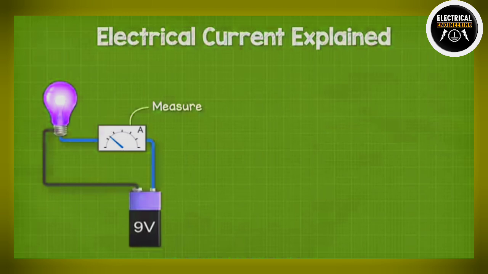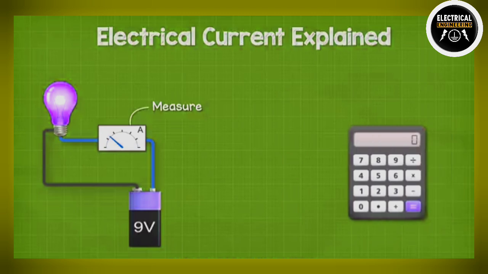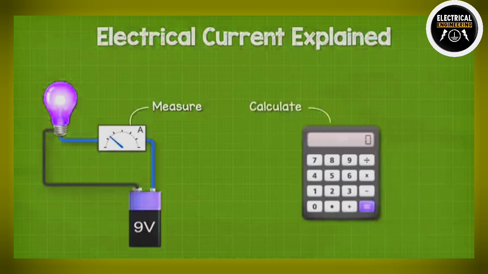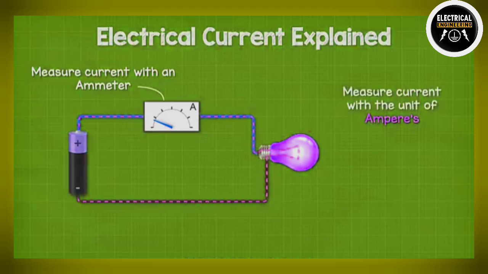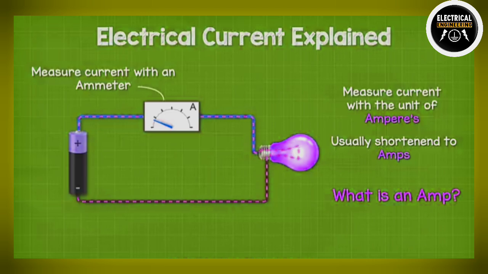We also want to be able to see how much current is flowing through our circuits, as well as being able to calculate this. We can measure this using an ammeter, and we measure the flow of current in the unit of amperes. But you'll usually hear people just shorten this to amps. So what is an amp?